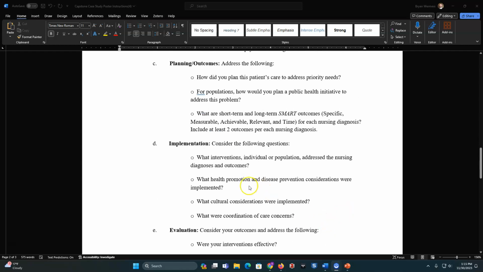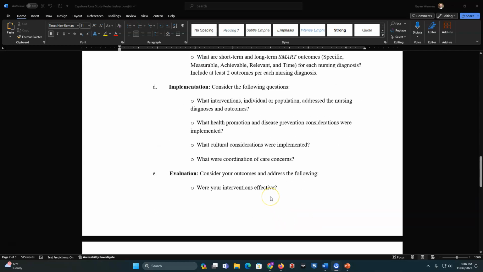Implementation. So what did you all implement within that individual? What were the health promotion and disease prevention considerations you had to consider? What are some of the cultural considerations that you considered? And then how did you coordinate care? What different groups did you talk with and utilize? PT, OT, speech, physicians, respiratory therapists, dietitians. There's just a ton of people that we interact with in the hospital. And so how did you coordinate care? How did you work with each of them? And what did you do for your patient in that regard?